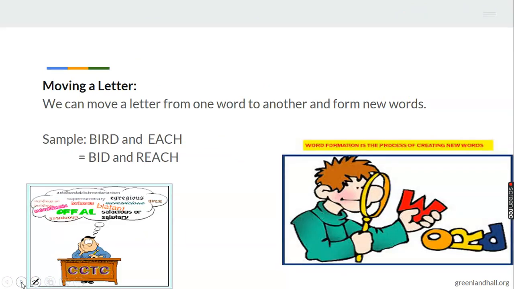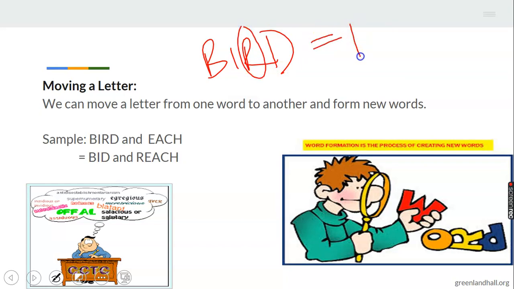Now, moving a letter. We can move a letter from one word to another and form a new word, like you have seen. Let's look at a sample. We have bird and each. Now, if I'm going to move a letter in bird, look at what happens: we moved this R, and we had bed.